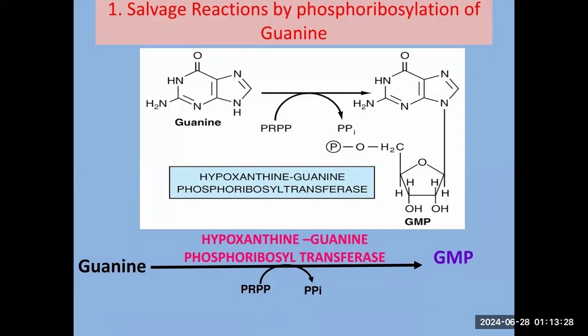Salvage reaction by phosphoribosylation of guanine. Guanine in the presence of PRPP and hypoxanthine guanine phosphoribosyl transferase converts guanine into GMP.